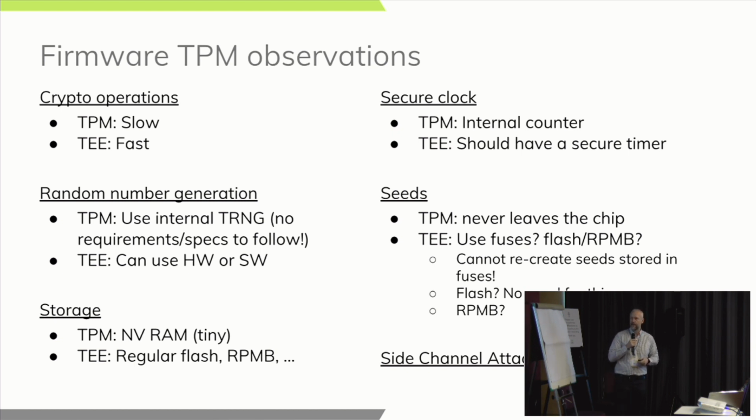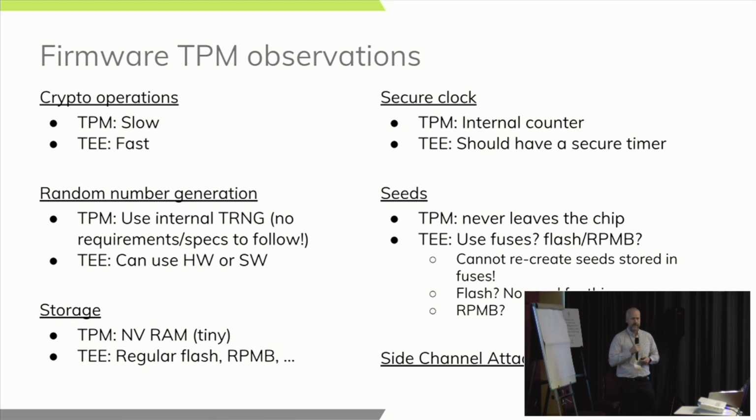But then we also have RNGs. A TPM uses an internal TRNG, which I was a bit surprised by. Apparently there is no real FIPS requirement or something on the TRNG in a TPM. It's a little bit up to the TPM vendor to come up with a good TRNG. In a TEE we can use that also, but in our implementations today we are basically using software implementations, but the one who deploys a TEE environment should have a TRNG.